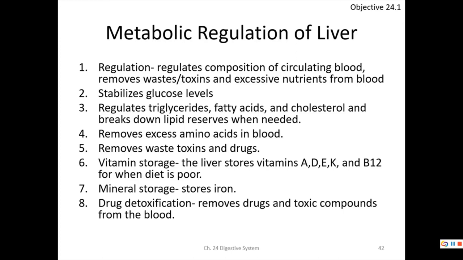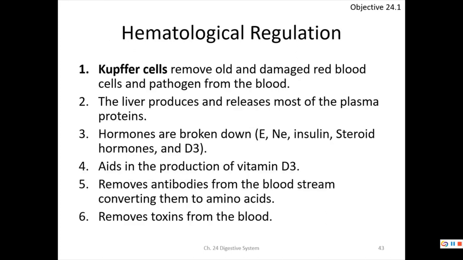Now, the Kupffer cells are the hematologically regulating cell. They remove the old red blood cells, but the liver also produces by far most plasma proteins. This is why a patient who has a disease, let's say cirrhosis of the liver, an alcoholic, oftentimes has bleeding problems. That's because most of the plasma proteins, and one of those is fibrinogen, are actually made by the liver.